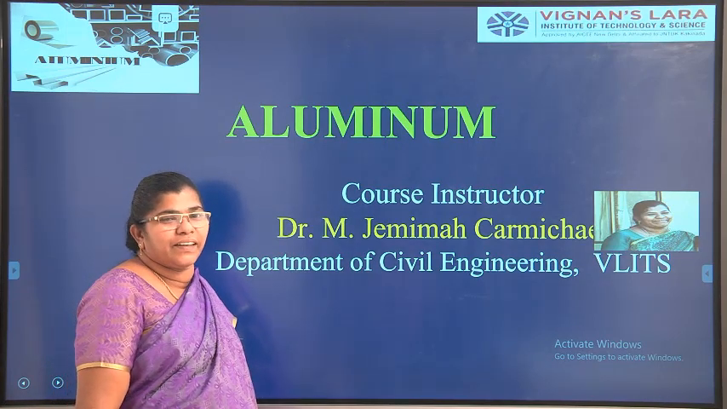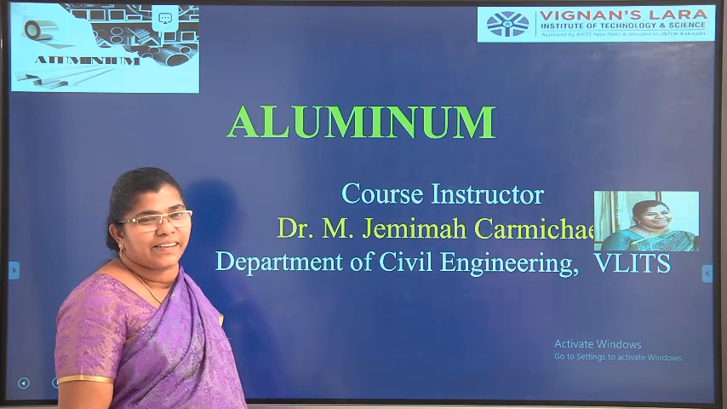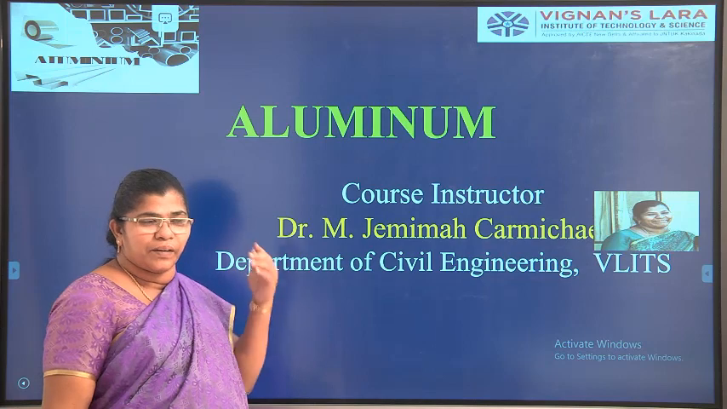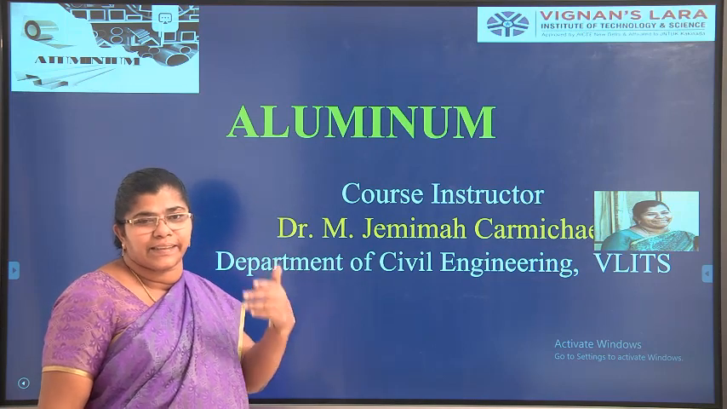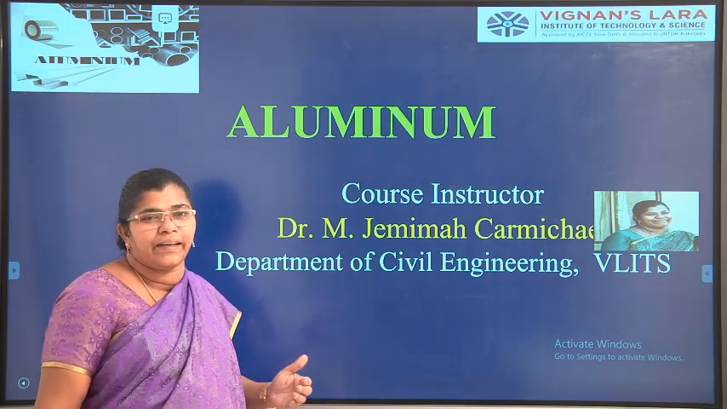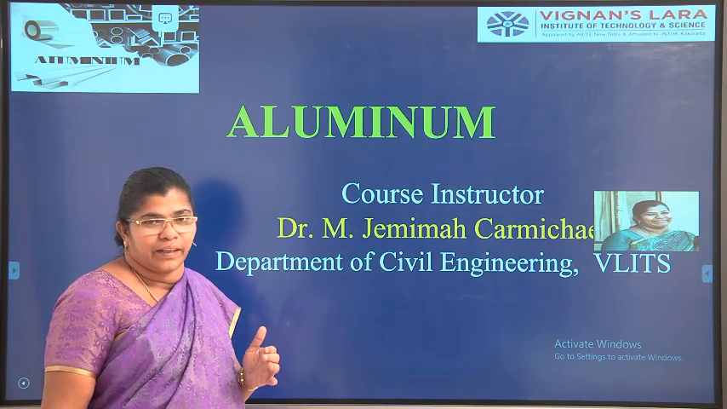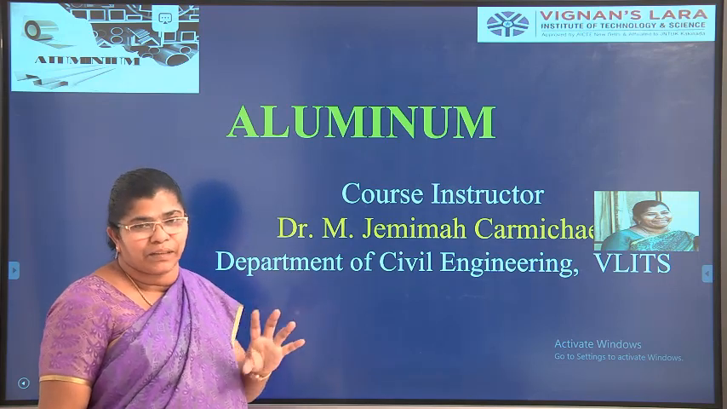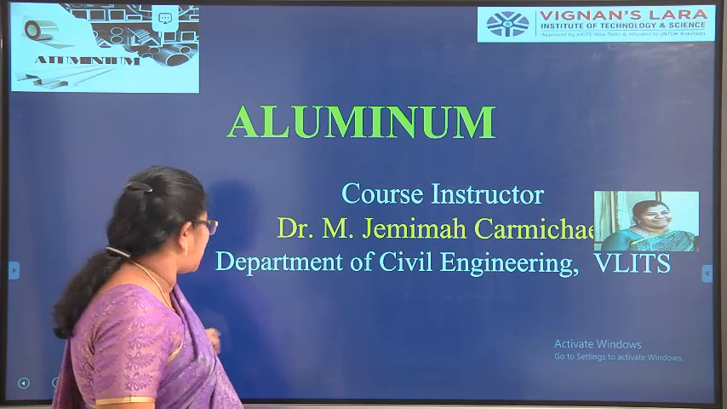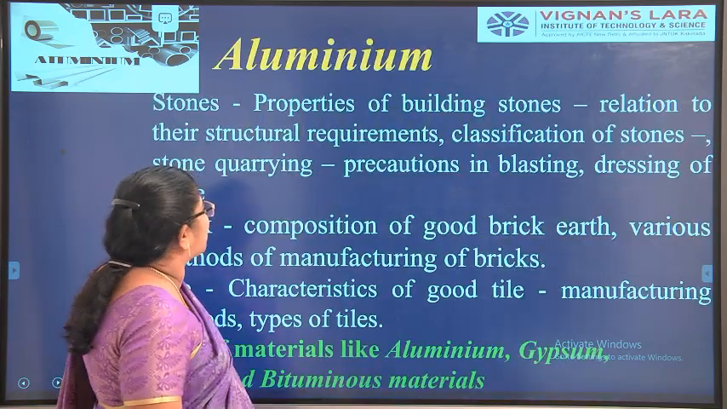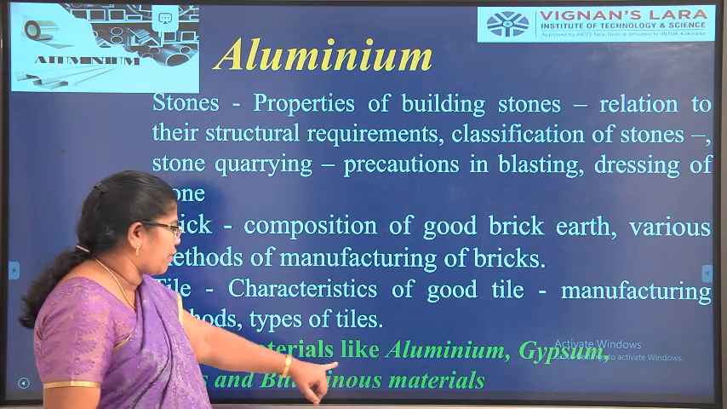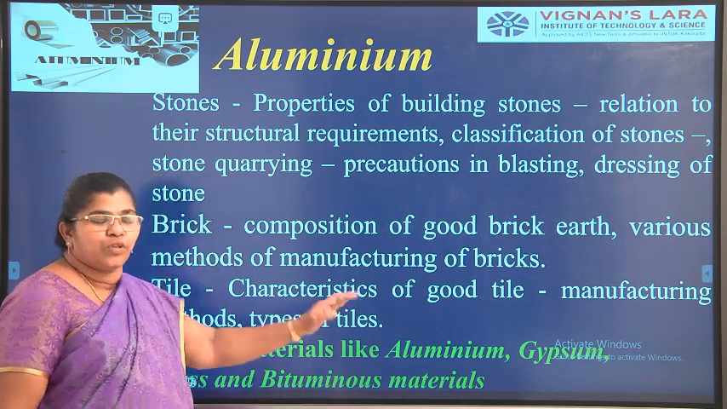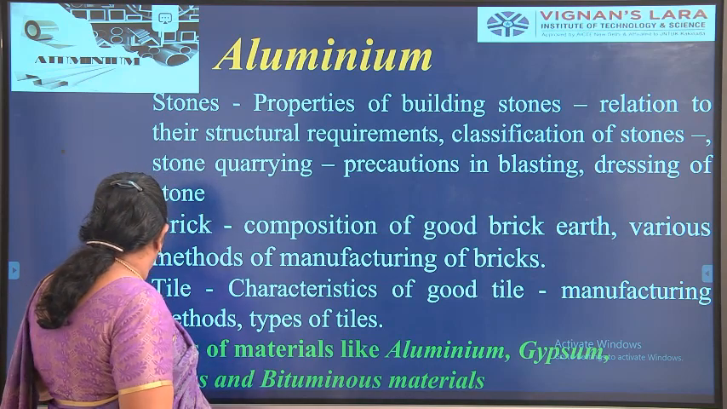Welcome students. In this class of building material construction and planning, we have already seen the most important, most usable materials, that is the stones, bricks and tiles. Now we will see the usage of other important materials. The first one is aluminum. We are going to see the uses of materials like aluminum, gypsum, glass and bituminous material. Today we will see only about the aluminum.